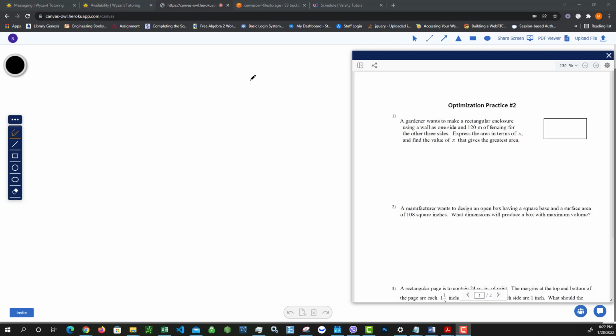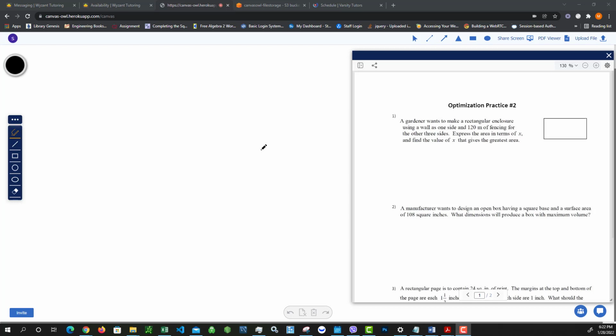Okay, so the problem we're going to work on is an optimization problem. And the problem states a gardener wants to make a rectangular enclosure using a wall as one side and 120 meters of fencing for the other three sides. Express the area in terms of x and find the value of x that gives the greatest area.